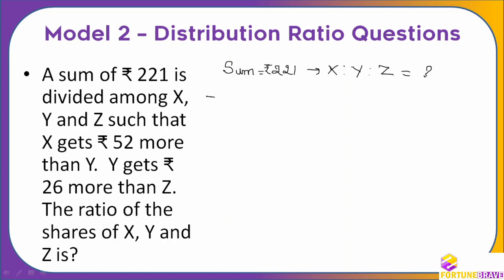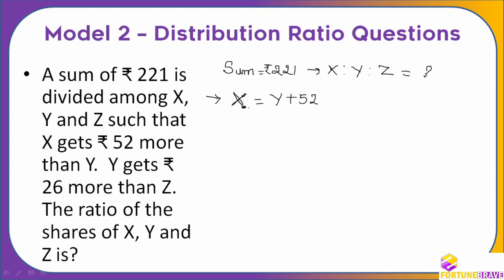What is the given information here apart from the sum? Such that x gets rupees 52 more than y. x gets how much? If x gets x amount of rupees, then it will be equal to what? y plus 52.